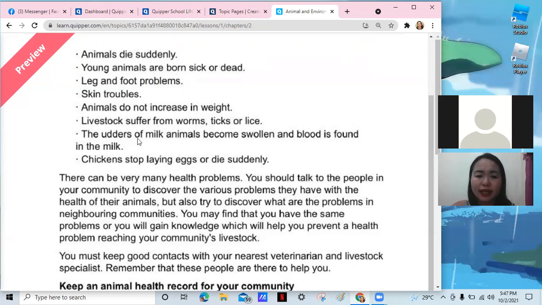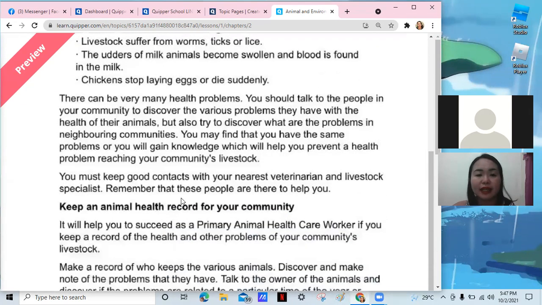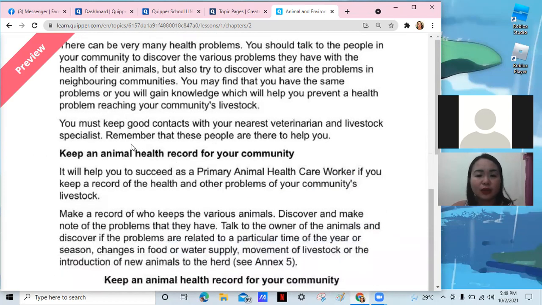So, things like that. And with milk, animals can have swelling, and there may be blood in the milk. So that is another problem. And if our chickens stop laying eggs or suddenly die. So there are many health problems that you could talk to your community about and discover, even in neighboring communities. And therefore, you should also have good contact with a veterinarian.